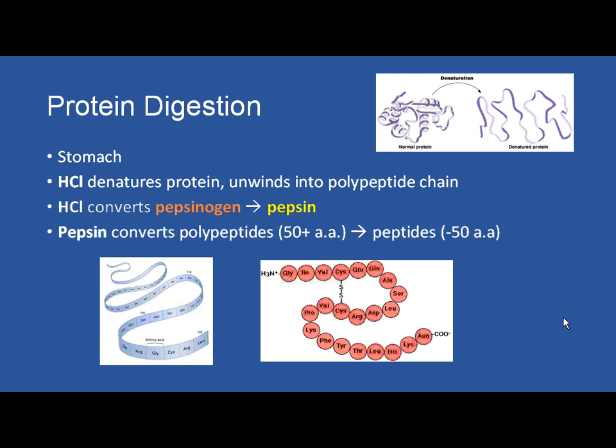And there you go. Pepsin takes the big long chains, 50 plus amino acids, polypeptides, cuts them into peptides, which are going to be less than 50 amino acids, but still fairly long chunks of amino acids. So that's the first sort of cutting. This happens in multiple steps.